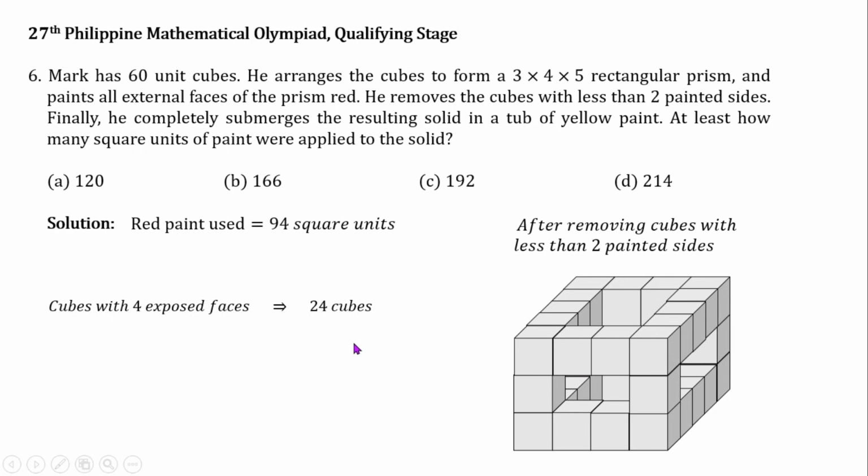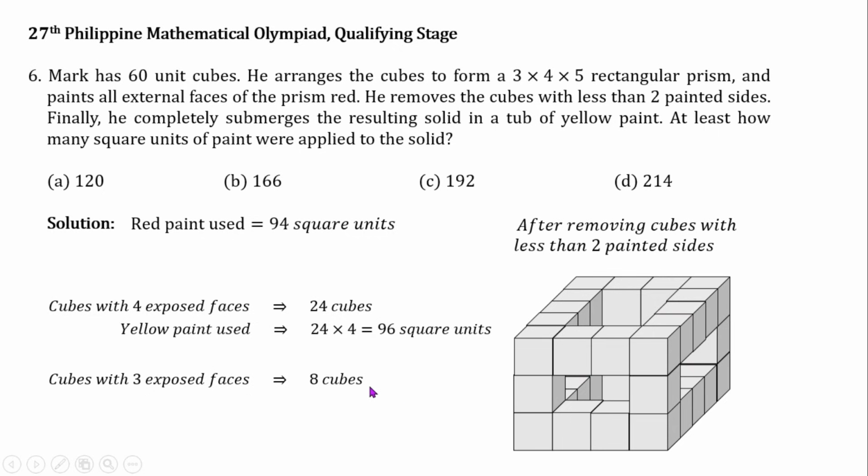Now notice that for each of the 24 cubes, since there are 4 exposed faces, 4 square units of yellow paint can be used. So a total of 96 square units of yellow paint can be used for the 24 cubes. Now, how many cubes with 3 exposed faces do we have? There are 8 cubes, and these 8 cubes are the corner cubes.